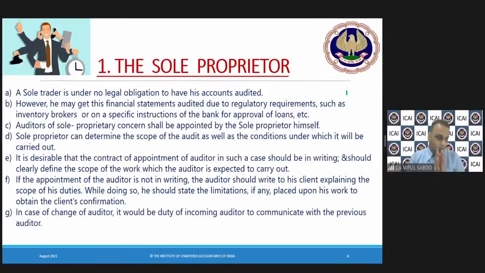So again, we'll follow that same pattern in our chapter as well, from the lowest to the highest, from the easiest to the trickiest. So today we'll be starting with the sole proprietor. So who is a sole proprietor? A sole proprietor is a person who works on individual basis.